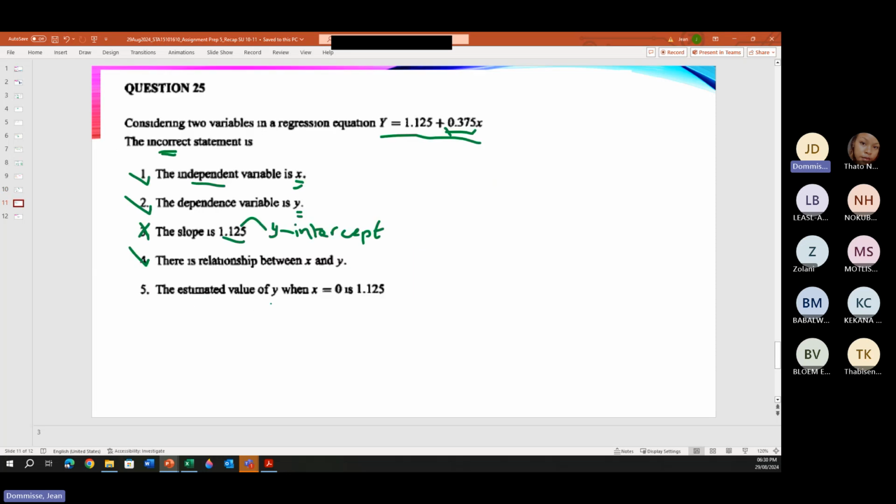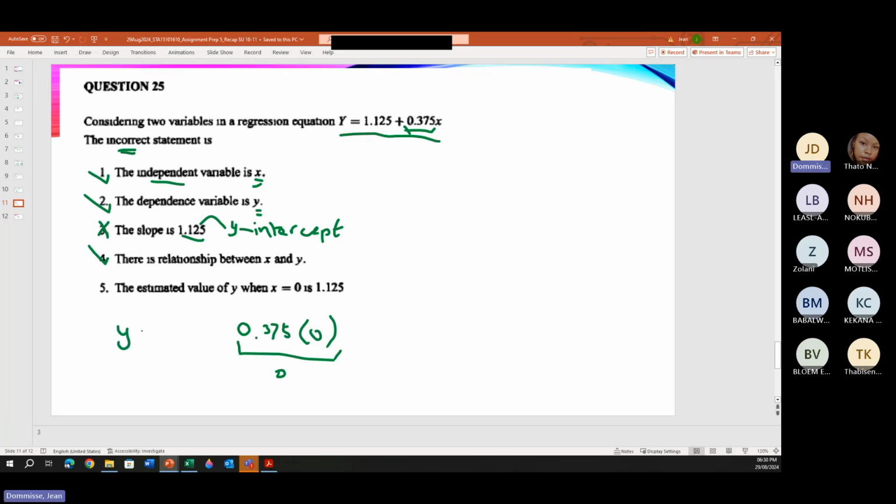So the estimated value of y when x is 0. So we've seen when x is 0, the 0,375 times 0, that component will be 0. But we will add it with 1,125. Our final answer will then be 1,125, which in this instance is correct.